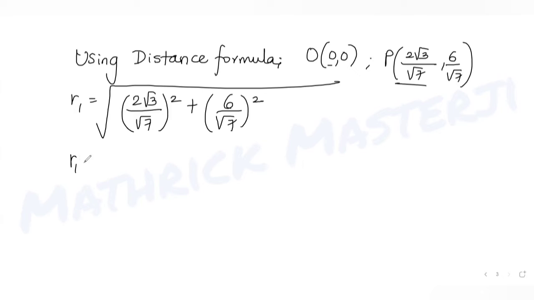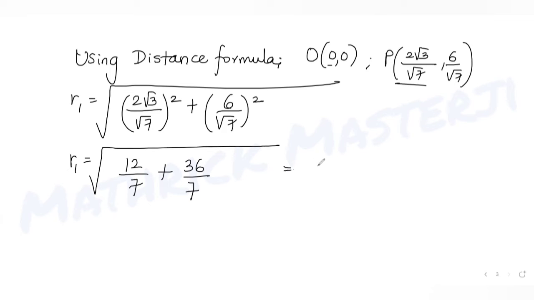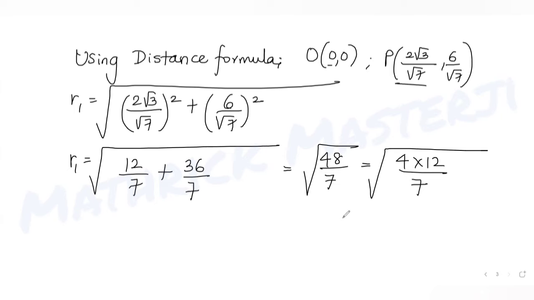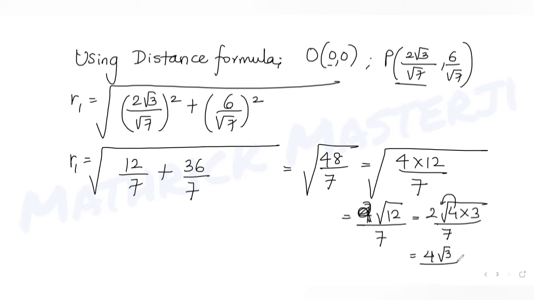From here I get r1 as square root of 2 root 3 the whole square, so 2 square is 4, 4 into 3 is 12, 12 over 7, plus this becomes 36 over 7. So from here I basically get this as 48 over 7. And 48 over 7, when I split it, makes it 4 times 12 divided by 7. So I get 4 root 12 over 7, or for the square root of 4, it's basically 2, so I'll have 2 root 12 over 7. Further, I can also split 12 as 4 into 3 over 7, so that 4 also comes out and becomes 2. So I get 4 root 3 over 7.